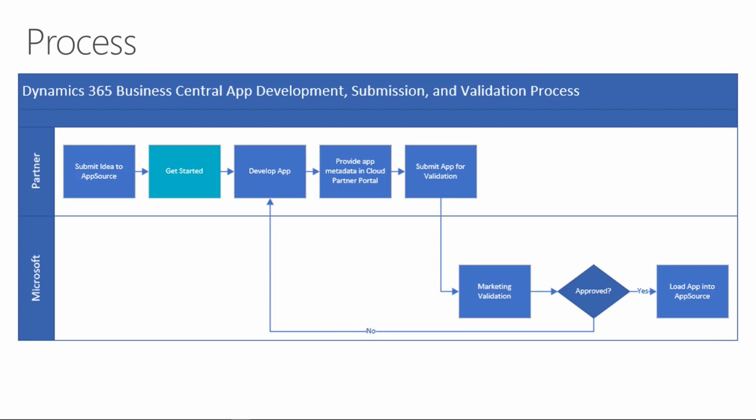You provide the app metadata in the Cloud Partner Portal, and then you submit that app for validation. For Connect apps, there's only a marketing validation, and at some point there is an approval decision. And if that approval decision is yes, then the app is loaded into AppSource. And if it's not, we go back to developing the app. And by developing the app, I mean it's the technical development of the app itself, but it's also developing the marketing material at the same time. And so especially the marketing material for AppSource is very important. This is something that you need to pay serious attention to.